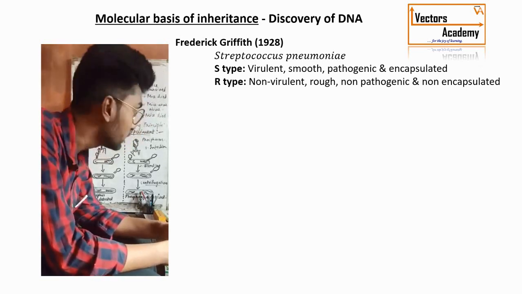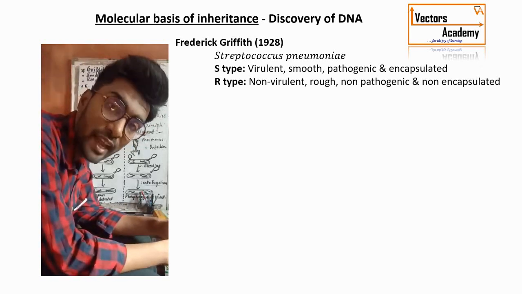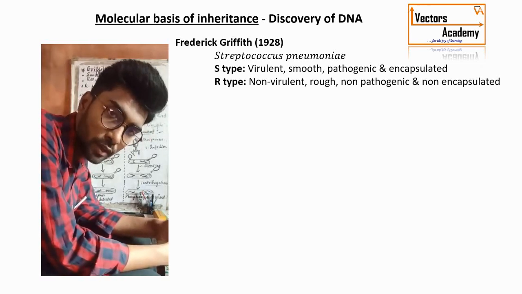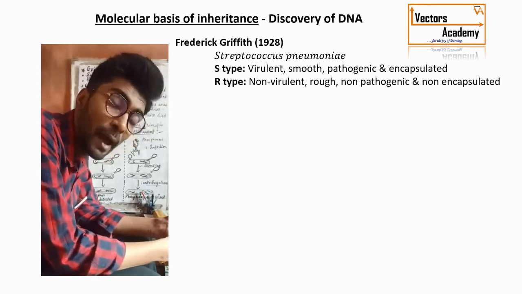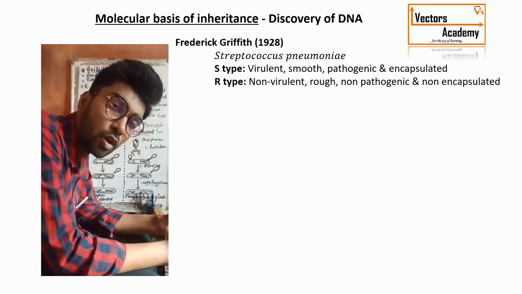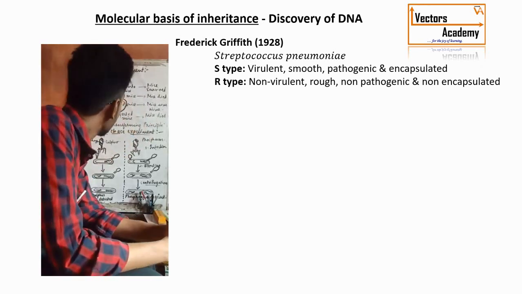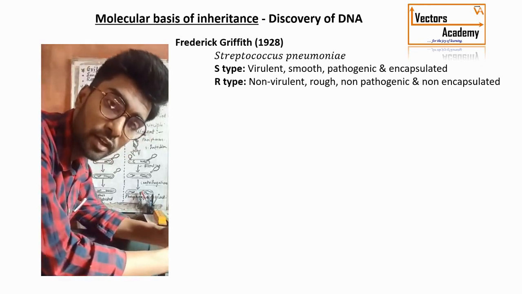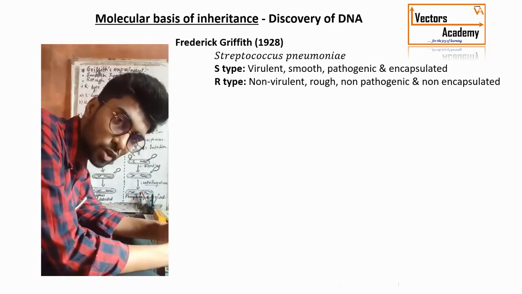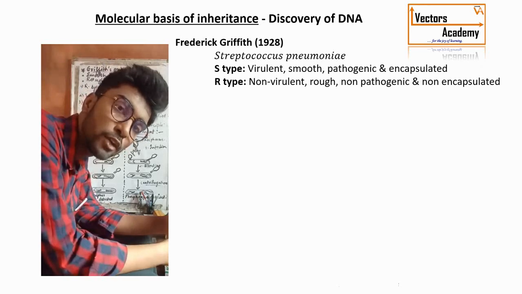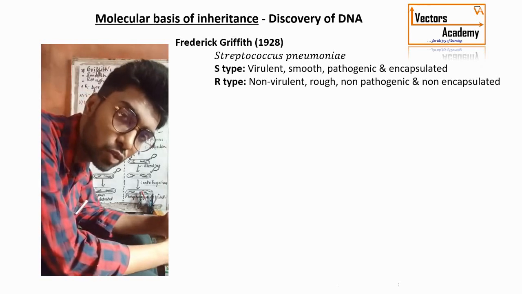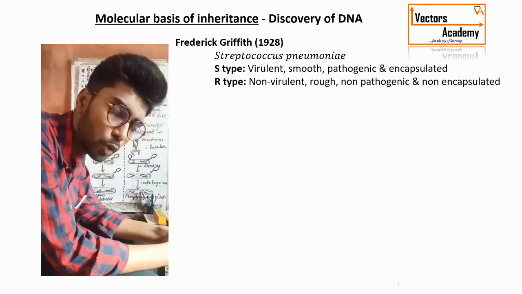Now what do you mean by the smooth type of bacteria? It was S type, that is, it was virulent, it was showing the property of virulence, correct? Pathogenic means it was disease causing. It means it causes pneumonia, right? And the second type of bacteria was the rough type, which is R type. It was non-virulent and non-pathogenic. Non-virulent means it was not going to show virulence, and non-pathogenic means it is not disease causing. It was not pneumonia causing.